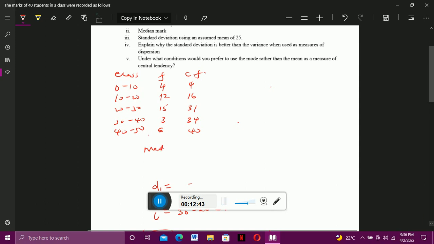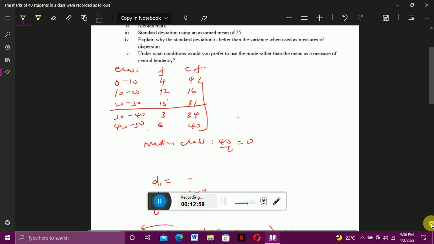So to get the median, we need first of all to identify the median class. To get the median class, we take 40, divide by 2, get 20, and we look for 20 along these cumulative frequencies. So 20 is around where we have 31.